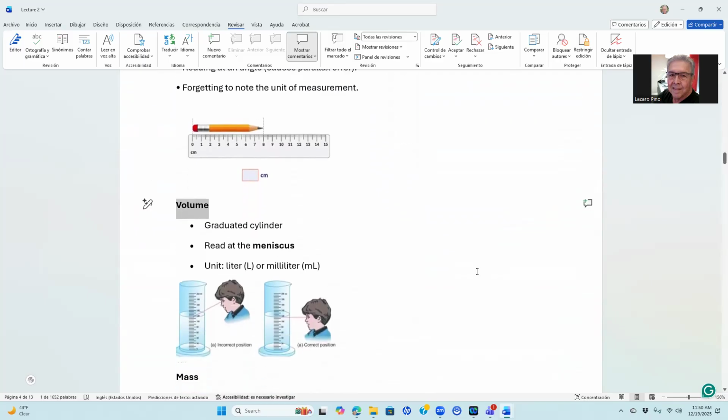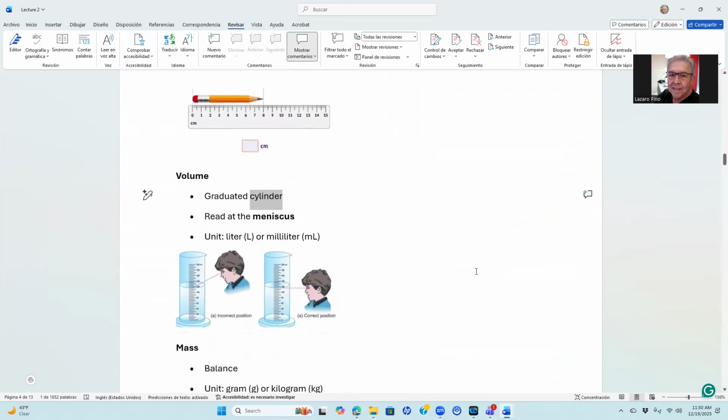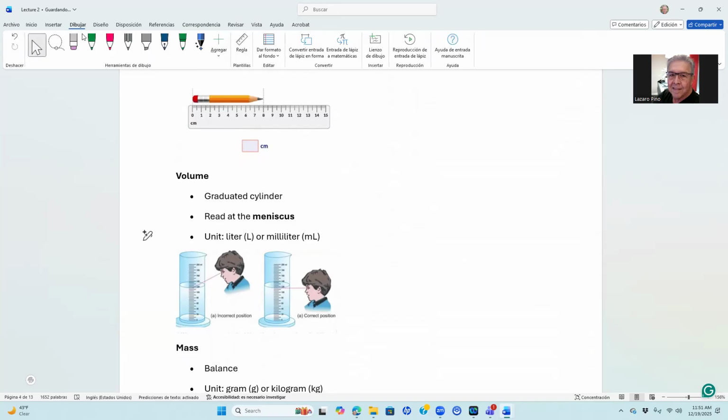Volume. Graduated cylinder. Read at the meniscus. Unit, liter, L, or milliliter, mL. Okay, it's very important the position that you use to read the liquid. This is incorrect. This is incorrect. This is correct. This is the correct position.